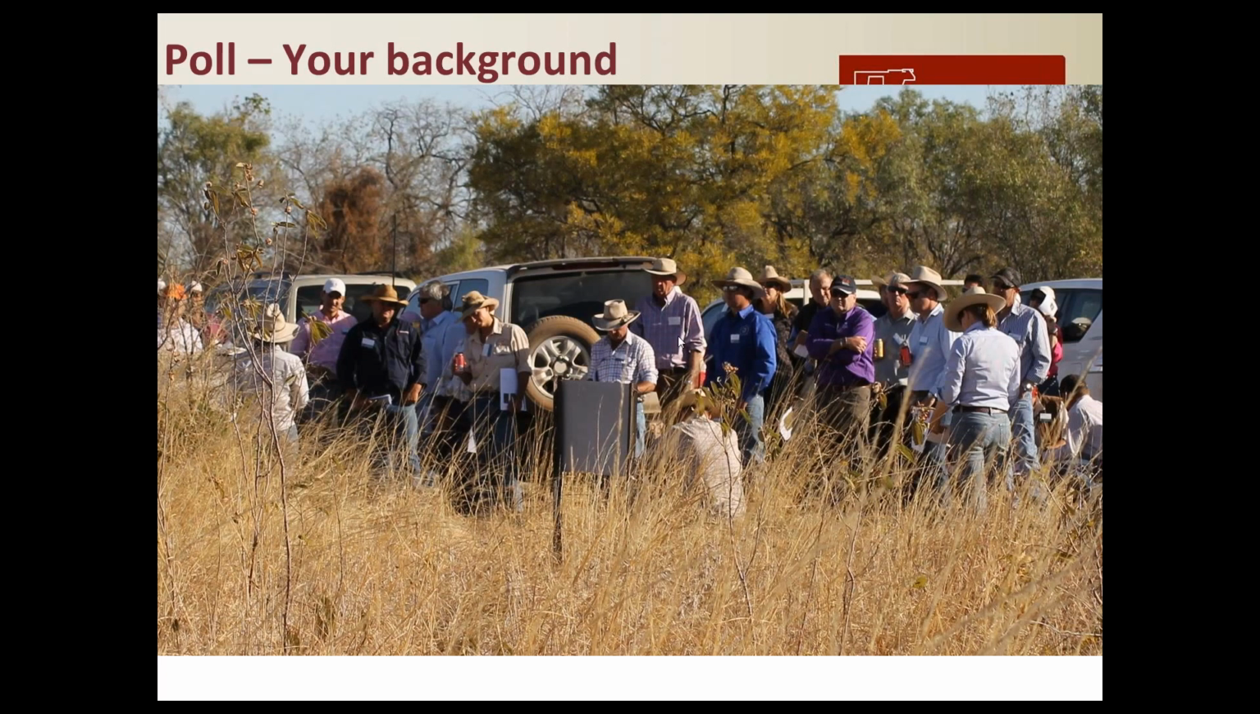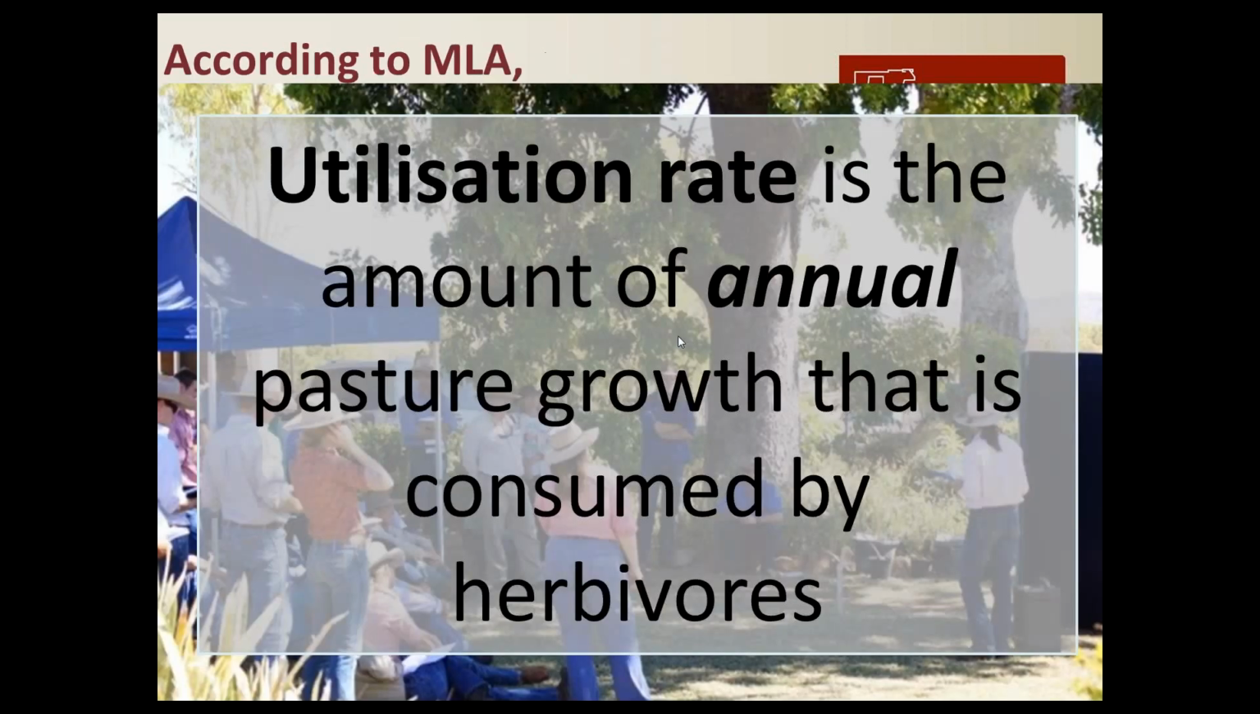According to Meat and Livestock Australia, the Grazing Land Management Materials, utilisation is the amount of annual pasture growth that is consumed. So I'm not talking about the amount of grass and forbs that were there last year as well as this year's new leaf. I'm only referring to this year's growth. Leave the stalks that have grown since the break of last season and just look at the ones that have grown this year. So that's the definition of utilisation rate: how much of the annual plant growth is grazed between wet seasons.